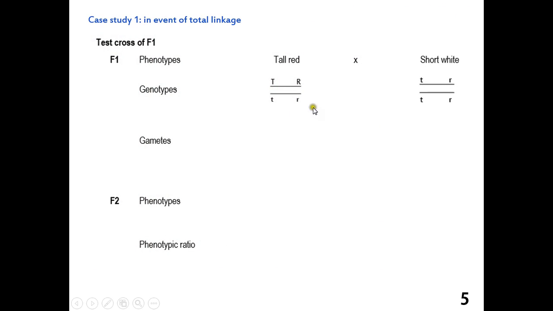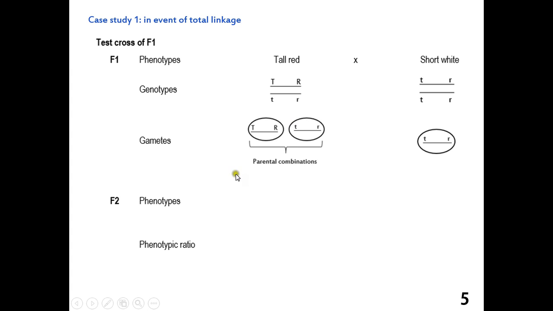Right, so this is the follow-up of the case study 1, but right now with a twist. What about exploring the same case study 1, but in the event whereby the genes are so close together to one another that we refer to them as total linkage. Back to the test cross of F1, recall that in the test cross of F1, the tall and red plant will give rise previously to 4 different gametes. In the event of total linkage, you will now only see 2 possible combinations, the parental combinations. The recombinant combinations will not be observed because in the event of total linkage, there will be no recombinant combinations being formed.